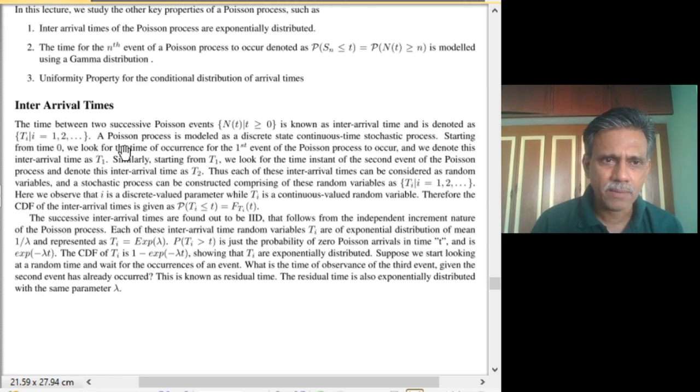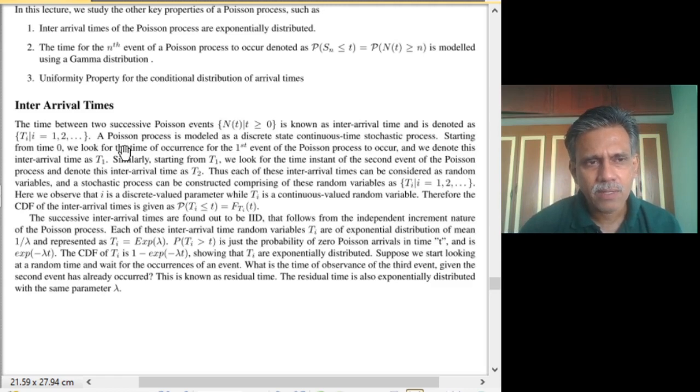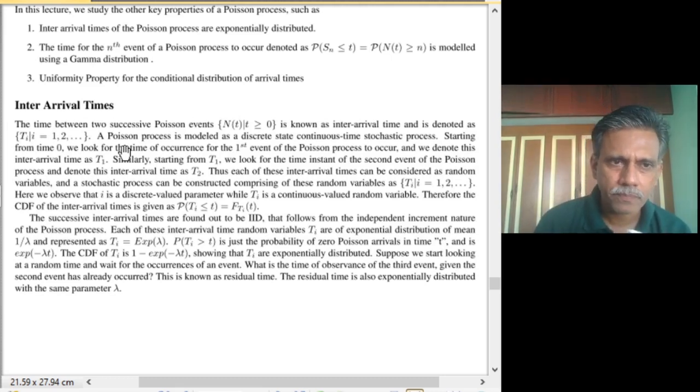What we mean by that is, we look at the first event, second event, third event, and so on. We count the time interval from the zeroth, meaning the time of starting, to the first event, call it T1. Between the second event and the first event, call it T2, T3, and so on. So we will have T1, T2, T3 as the respective inter-arrival times. We can put them together and construct a stochastic process denoted as Ti, i equal to 1, 2, 3.